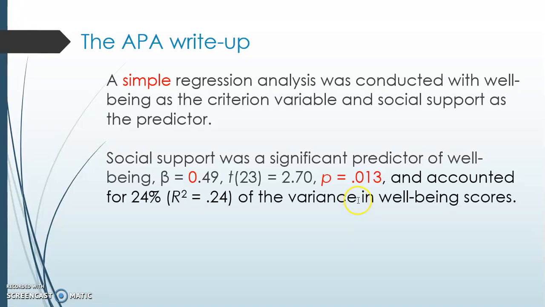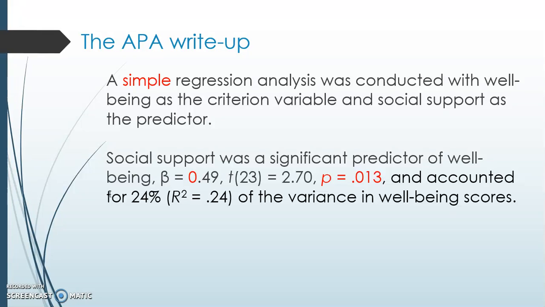Then Yaki says P is less than 0.05, and as we've said several times, you need to report the exact P value, and that was available in 2 places, the ANOVA table and the coefficient table, so we're going to put that in there. Social support was a significant predictor of well-being. Beta equals 0.49. The T at degrees of freedom 23 is equal to 2.70, and P equals 0.013, and accounted for 24% of the variance in well-being scores.